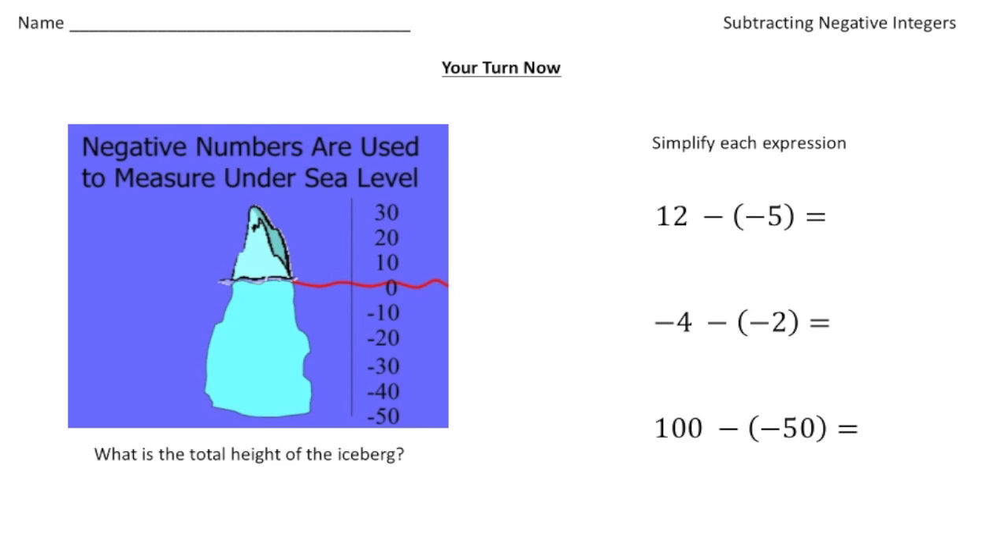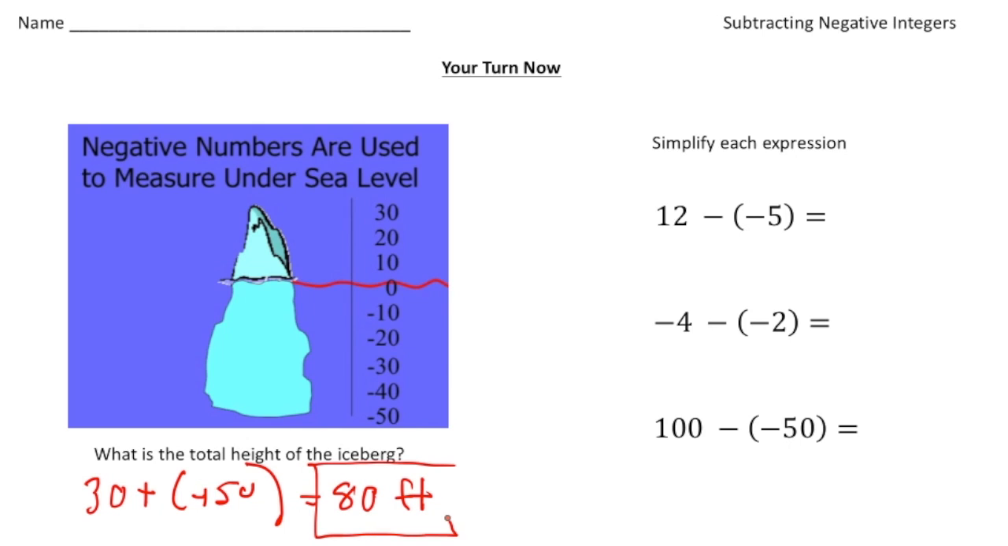All right, welcome back. Let's see how you do with these practice problems. So the first thing you have to do is figure out the total height of the iceberg. Well, I know from 30 down to 0, that's 30 meters. And then from 0 down to negative 50, that's another 50 meters, right? So actually, we'll call it feet. So the expression is going to be 30 minus a negative 50. And now when I add the opposite, 30 plus 50 gives us the 80 feet. And that's the total height of the iceberg.